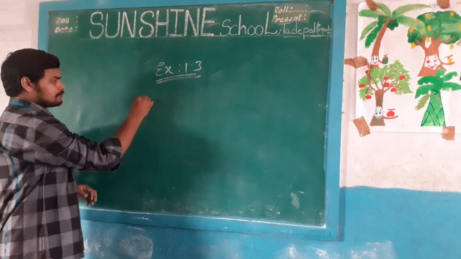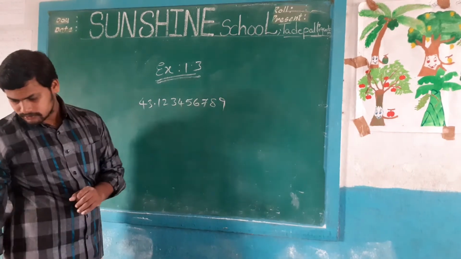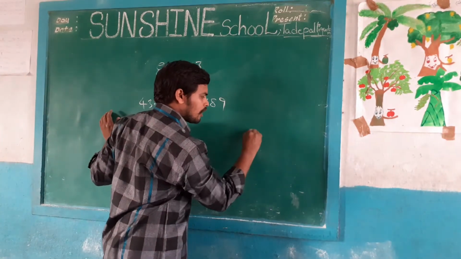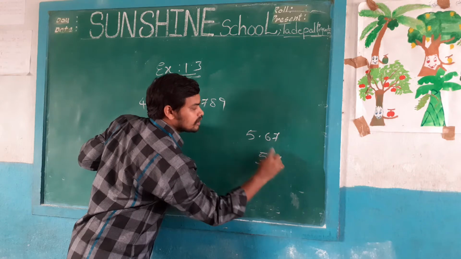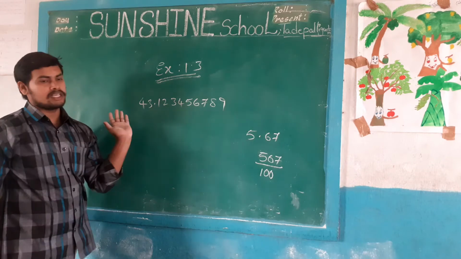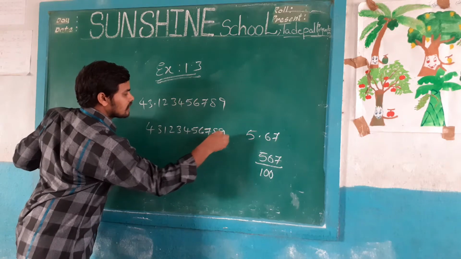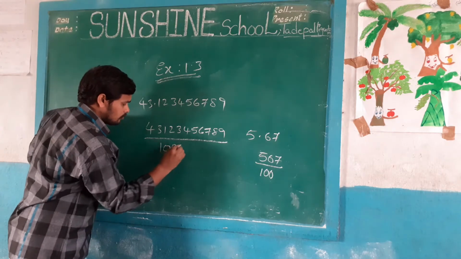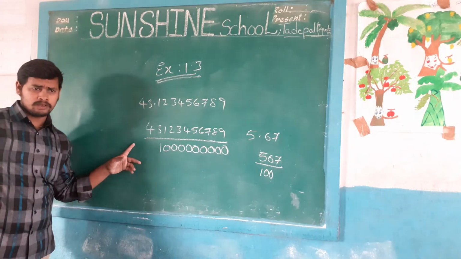Represent 43.123456789 in p by q form. Can you represent 5.67 in p by q form? 567 by how many zeros are there? 2 zeros. In the similar way, 43.123456789, how many decimals are there after the decimal point? 9. So 9 zeros. Okay. Next one.